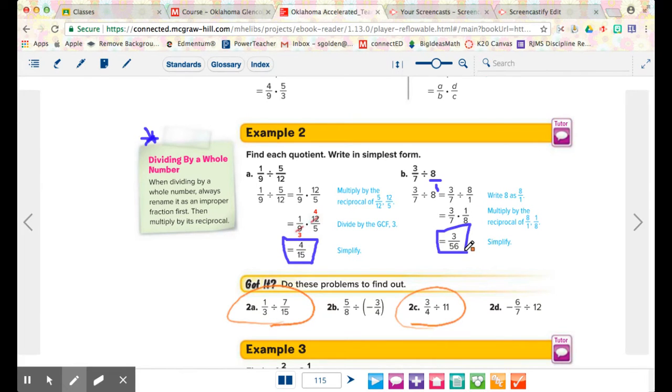So our final answer is 3 over 56. So what you're going to do, you're going to write down problems 2A and 2C. I've circled them for you. And pause the video and just work those two problems out. Then I'll go over them with you.